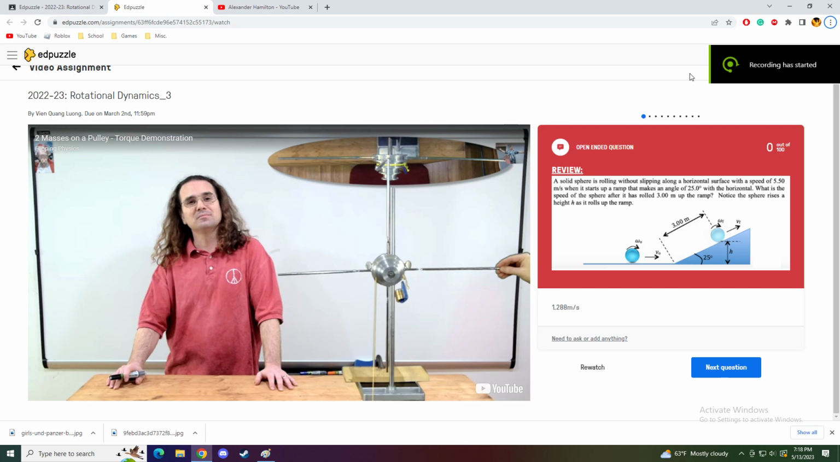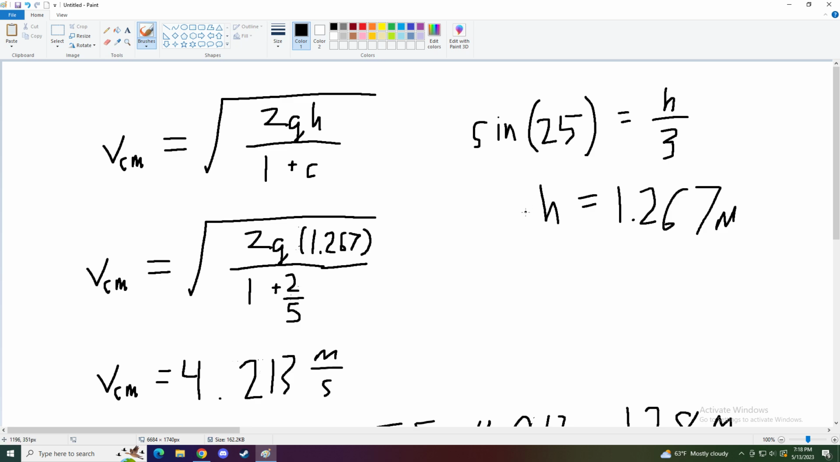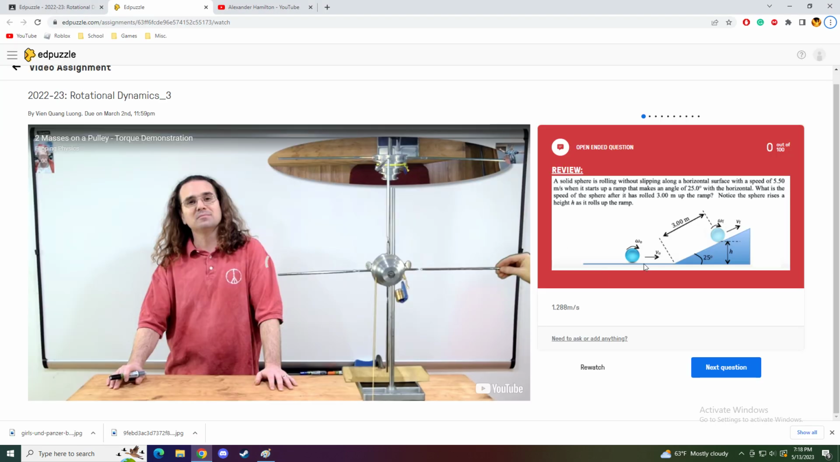In this problem, we're given a solid sphere rolling up a ramp, and we're asked to find the speed when it's rolled 3 meters up the ramp. So to start this problem, we need to find the height that it rolls up, which we can do as sine of 25 equals h over 3. We solve that, we get our height to be 1.267 meters.